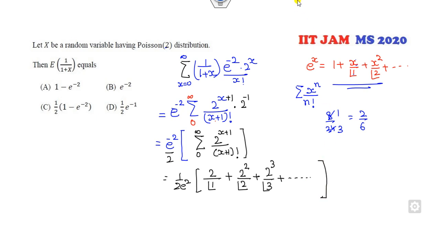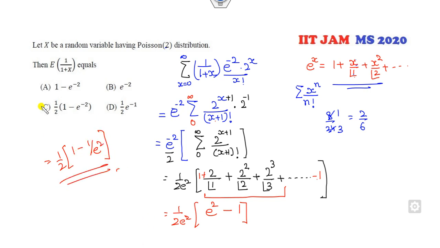Fine. Now you can compare this one: 2 over 1 factorial, 2 square over 2 factorial. So I only needed to add plus 1 and subtract minus 1. What is that series? This is e raised to power x minus 1. So now you can open this: half times 1 minus 1 over e square is the right answer. Half times 1 minus e raised to power minus 2 is the right answer. Just try to rearrange the terms.